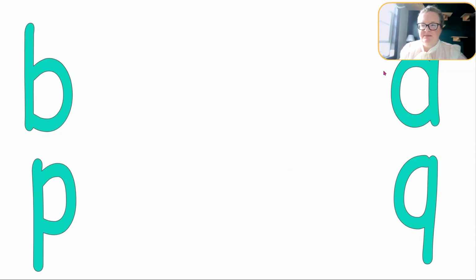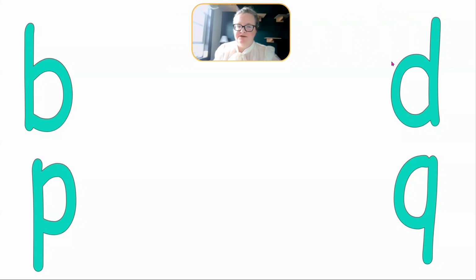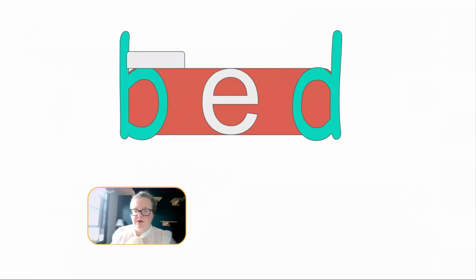P can be difficult to tell apart from other letters like B, D, and Q. They all have this stick and bump design. So I'm going to show you a couple ways to try to remember. For B and D, you can think of a bed with this B making up the area near the pillow or the head of the bed, and the D being at the foot of the bed.